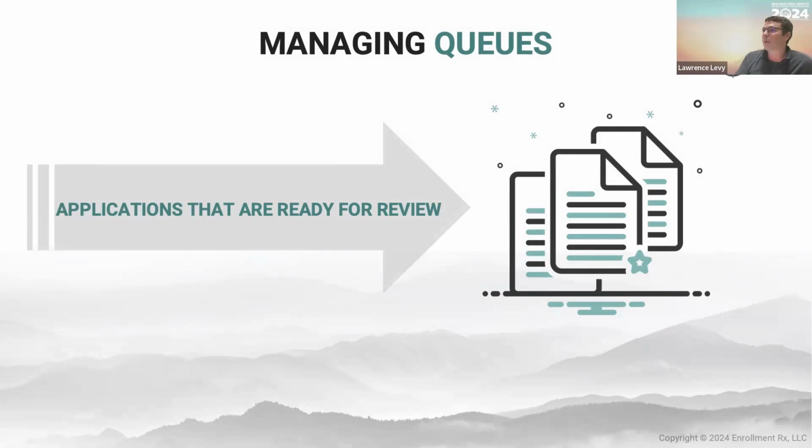So we're going to start by looking at how we determine which applications are ready for review. How do we make those decisions? How do we validate that? And then once applications are ready for review, how do we assign them to the appropriate queues? What are queues? If I'm a reviewer logging into the system, how do I see which applications are ready for review and access those applications and so forth? So we're going to talk first about what queues are, managing queues, and assigning applications appropriately.